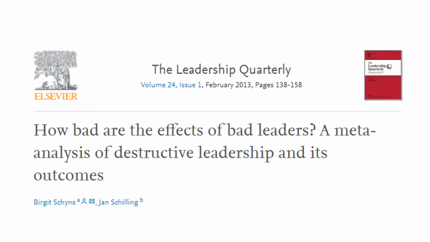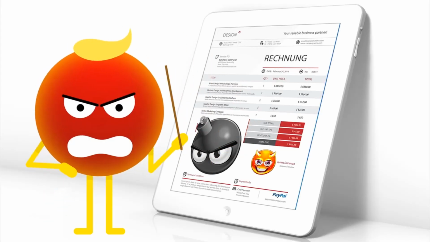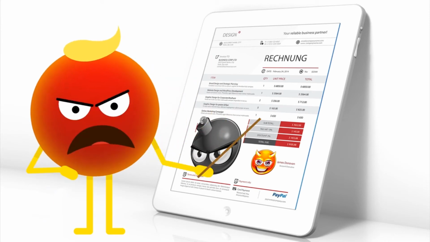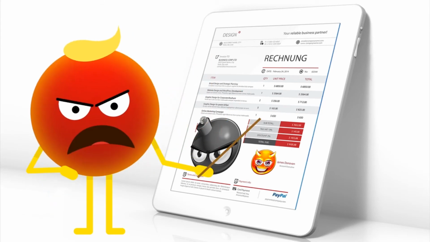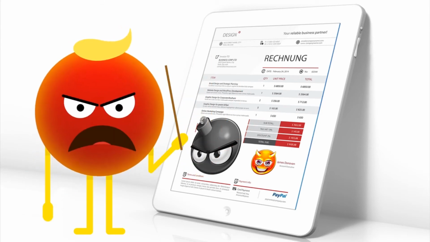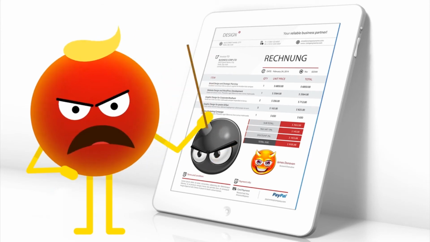of subordinates. The results of this meta-analysis suggest that the highest correlation arises between destructive leadership and attitudes towards the leader, for example, low trust in destructive leaders. The next highest correlation was the relationship between destructive leadership and counterproductive work behavior. Here, counterproductive work behavior means purposeful behavior that violates organizational norms and is intended to harm the organization.